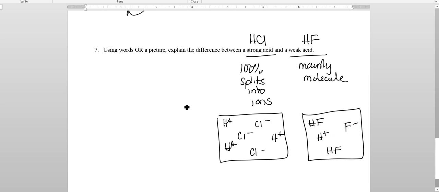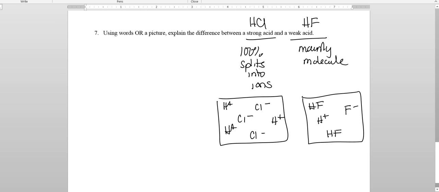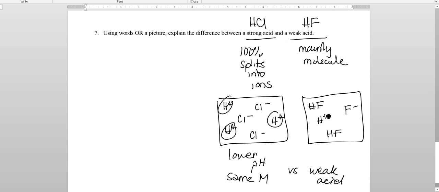So notice when you have the same concentration, the same number of molecules in the same volume, my strong acid is going to make more hydrogens. So this is going to have a lower pH for the same molarity versus a weak acid, because weak acids are going to make less H pluses. All right, so that's it for the review. Thanks.